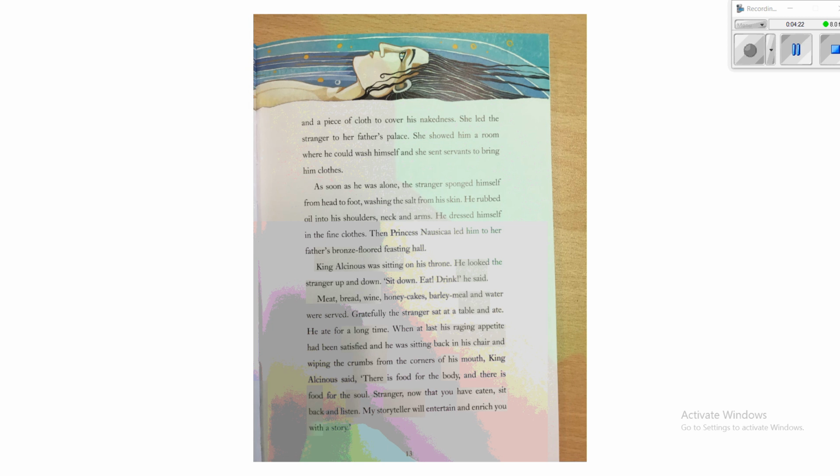He looked the stranger up and down. "Sit down, eat, drink," he said. Meat, bread, wine, honey cakes, barley meal, and water were served. Gratefully, the stranger sat at the table and ate. He ate for a long time, until at last his raging appetite had been satisfied, and he was sitting back in his chair and wiping the crumbs from the corner of his mouth.